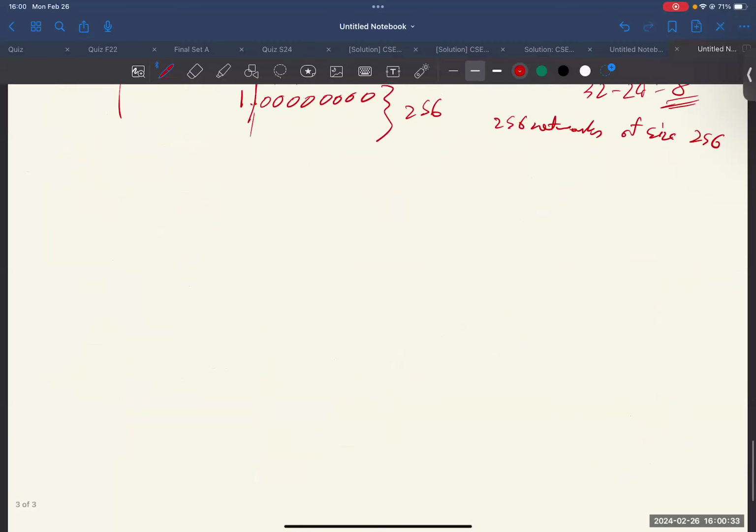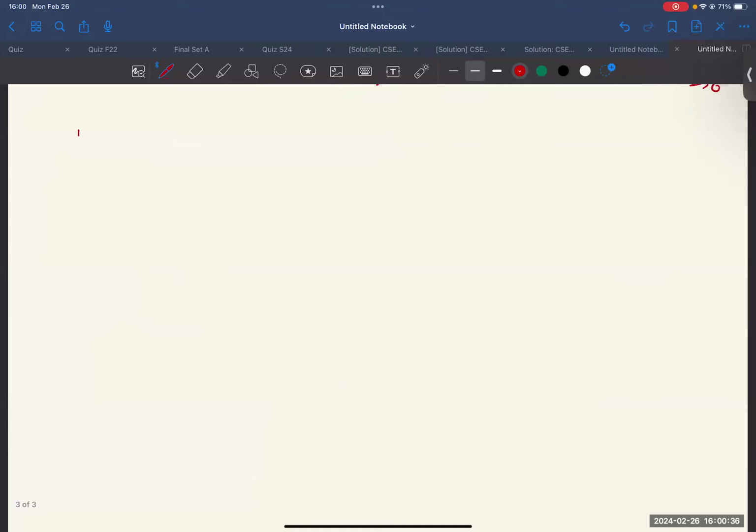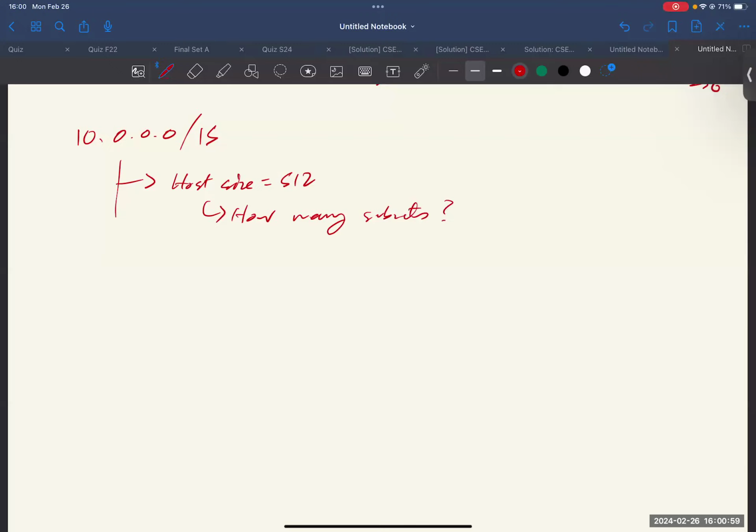Ok, so just for an example, let's practice something, right? So I have this IP address 10.0.0.0/15, and I tell you to create subnets. How many subnets can I have if the host size is 512? How many subnets possible? Can you figure this out?